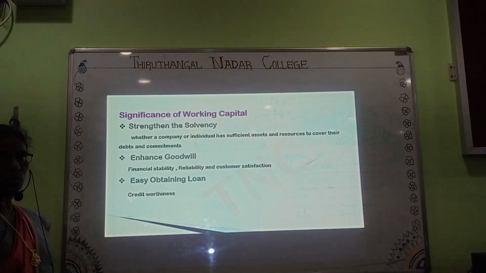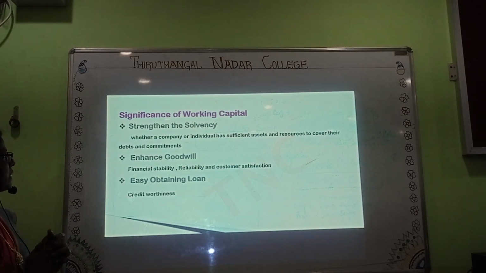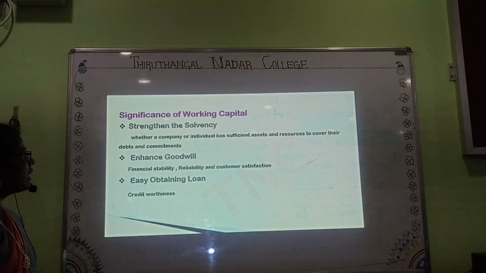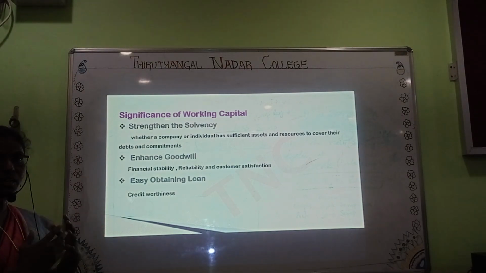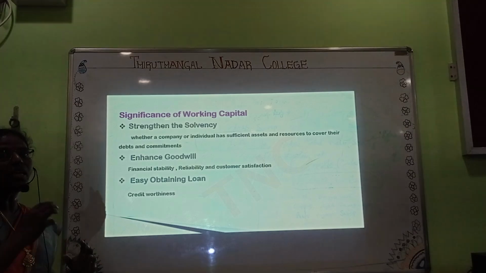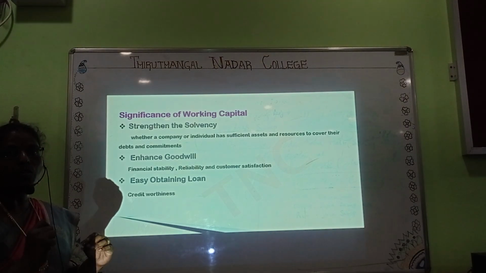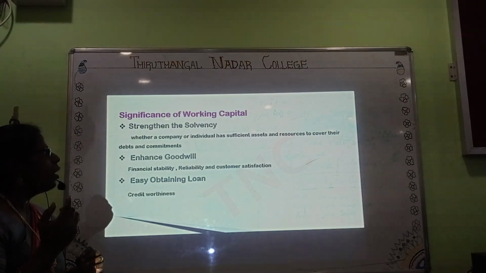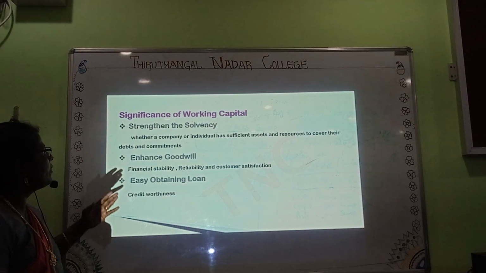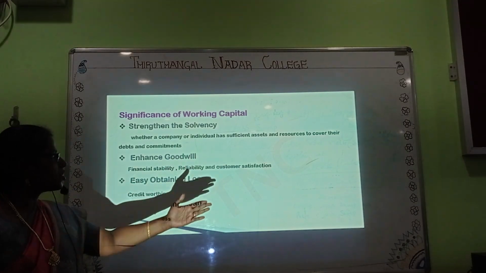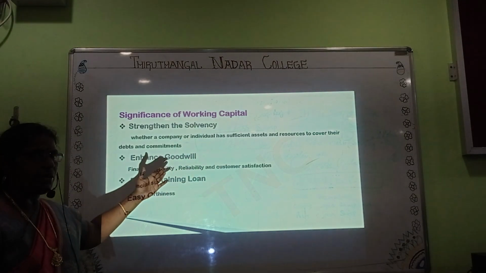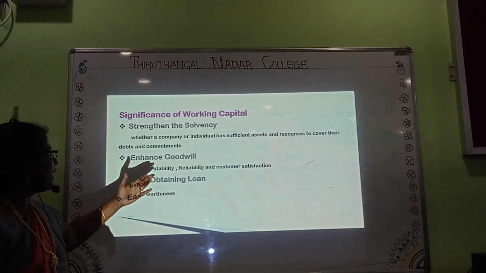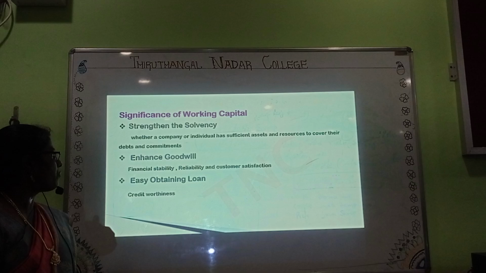Significance means importance. Why? What type of importance is it? First one is strengthening the solvency. How? Solvency means easily convertible into cash. That is the ability of the company to meet its obligations, whether the company has sufficient assets and resources to cover the debt commitments. That is called solvency. If the company has proper working capital, it strengthens the solvency of the business.